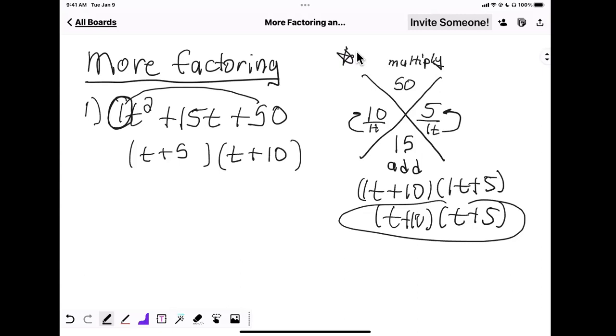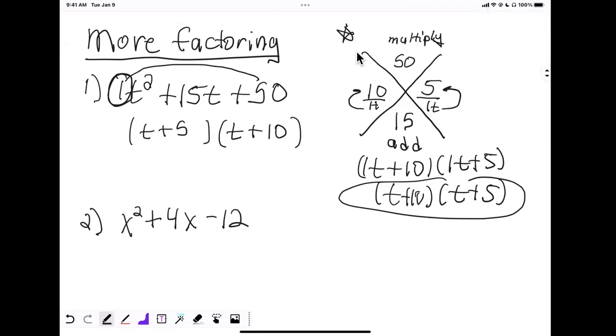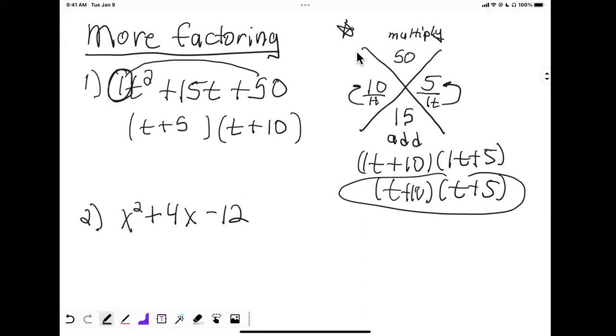Okay, number 2. I have x squared plus 4x minus 12. Some of you who know how to factor, because you were in developmental math 2, probably have your factoring skills already. If you're just joining us because you tested into this class, then maybe you haven't factored in a while. But all right.